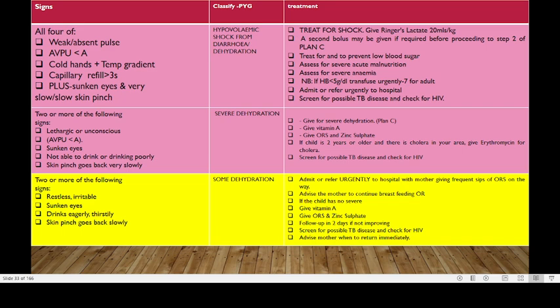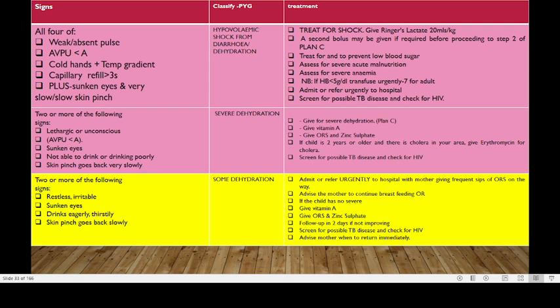Remember, you'll also classify the child as severe dehydration if they have either of the two signs that have been stated here. They are either lethargic or have impaired or low consciousness, sunken eyes, not able to drink or drinking poorly, skin pinch goes back very slowly. Such patients you treat using Plan C of managing dehydration. Give them vitamin A, give ORS and zinc sulfate in that case.